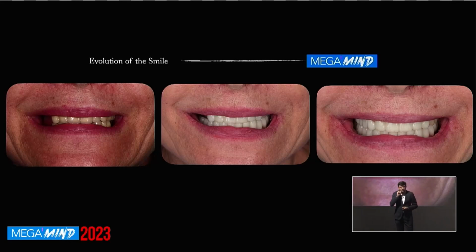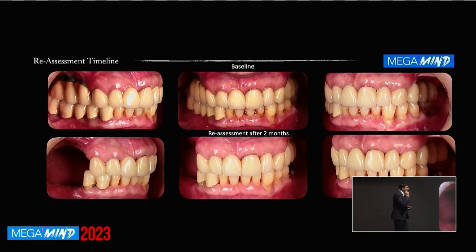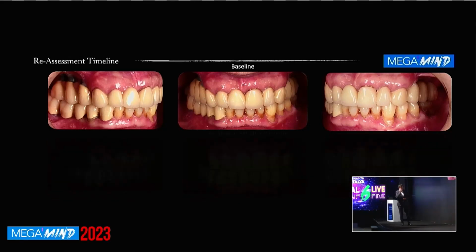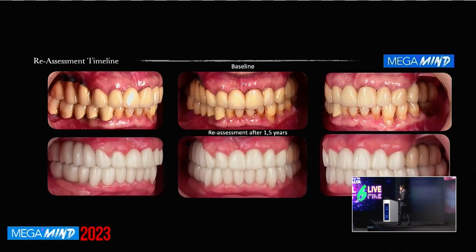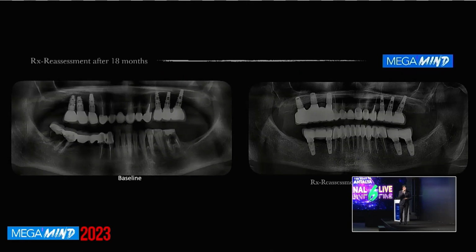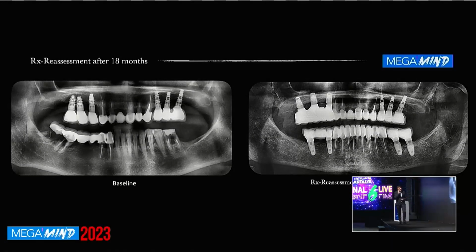Here we can see the evolution of a smile that completely changed the look of our patient. The reassessment of the intraorals at the baseline, at the reassessment after 2 months, at the reassessment after 8 months, and the reassessment after 1.5 years. Here's the panoramic image at the baseline and at the reassessment after 18 months.